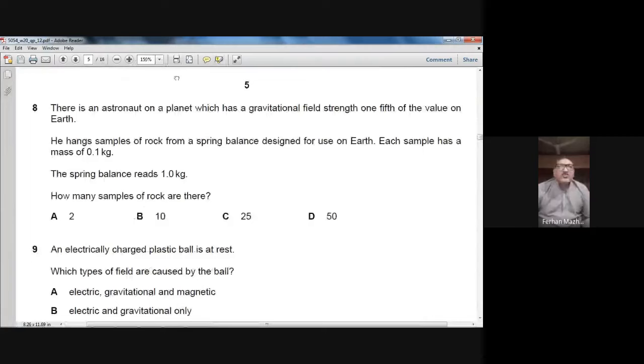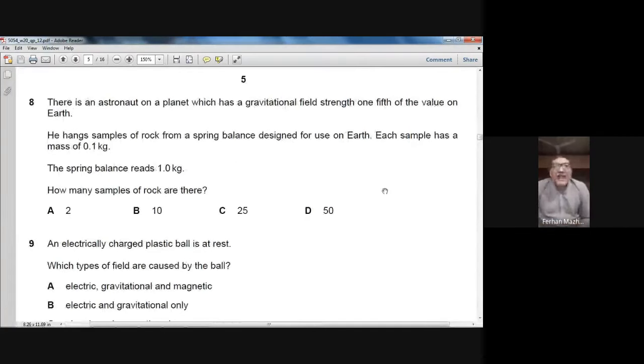Okay, question number 8 shows an astronaut on a planet which has a gravitational field strength 1/5 of the value on the Earth. The G value on the Earth is 10 Newton per kg, but on that planet, the G value is 1/5 of the value of G on the Earth. So the G value on that planet will be 1/5 multiplied by 10. That will be 2 Newton per kg.